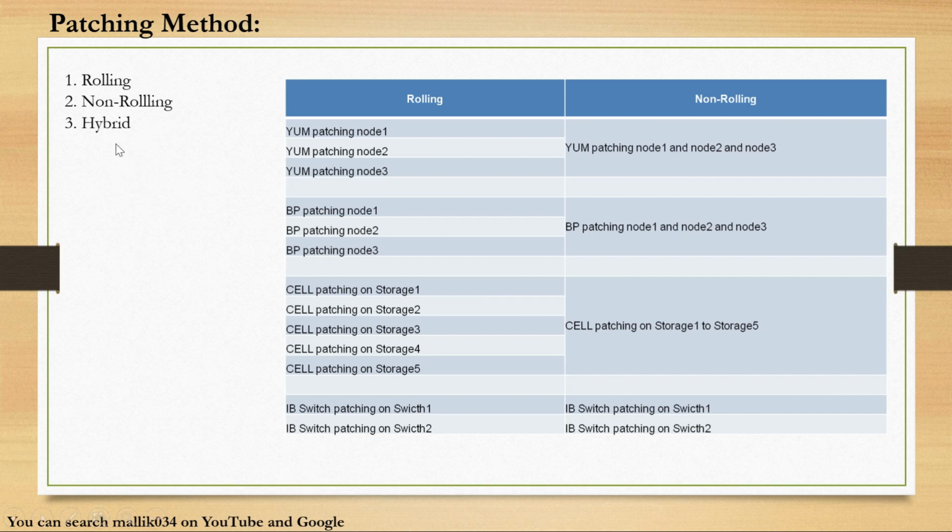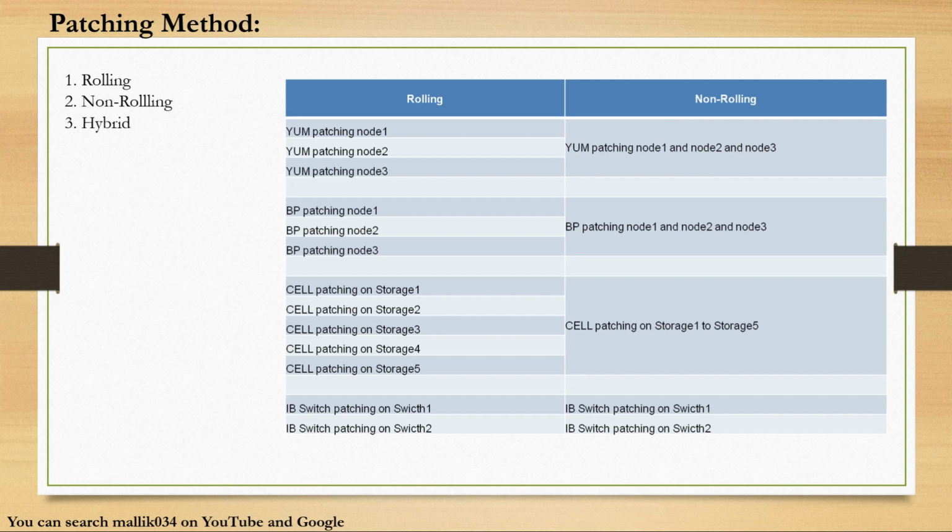Coming to hybrid, you can make DB node patching rolling and cell patching non-rolling, or you can patch 1 and 2 together and patch 3 separately, or you can patch 3 cells together and then patch 4 and 5 separately, one by one. So hybrid is like a mix and match, where you can do some parts rolling and some parts non-rolling. You can choose anything for the patching method, right?